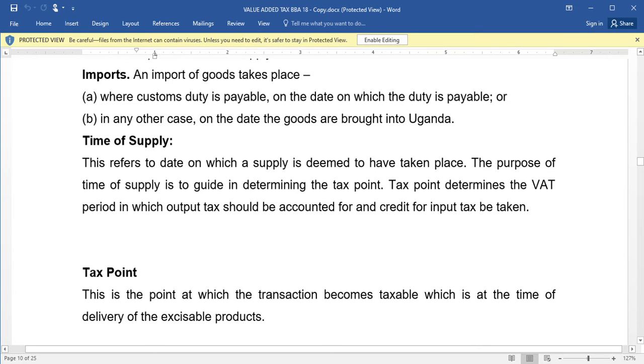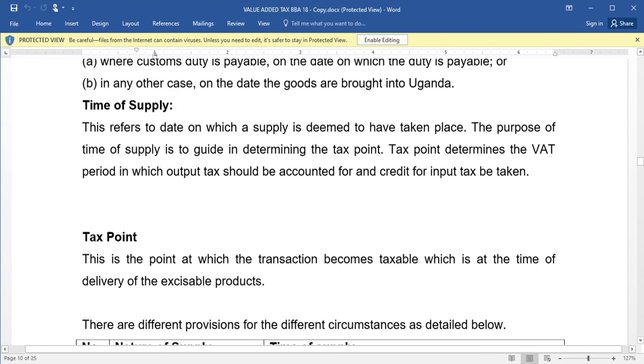Imports. An import of goods takes place where the customs duty is payable or on the date on which the duty is payable. That's when the goods are considered to be imports. Then in another case, on the date the goods are brought into Uganda, that's when they are considered as imports. So an import takes place in two situations: where the customs duty is payable, or on the date the goods are brought into Uganda.